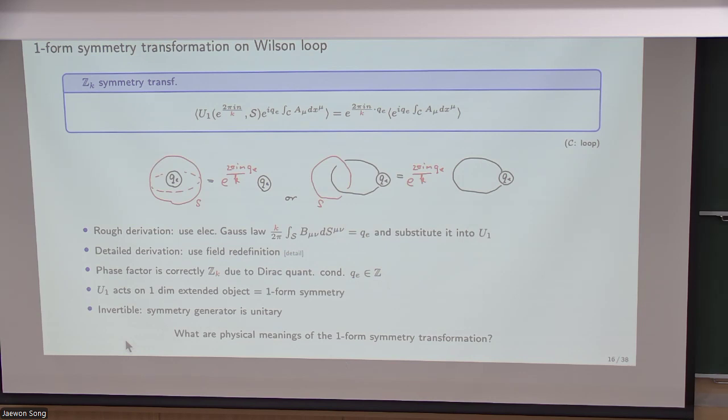So what is the physical meaning of the one-form symmetry transformation, or the one-form symmetry generator itself? I mean that this is unitary just because this is the exponent of a Hermitian operator.